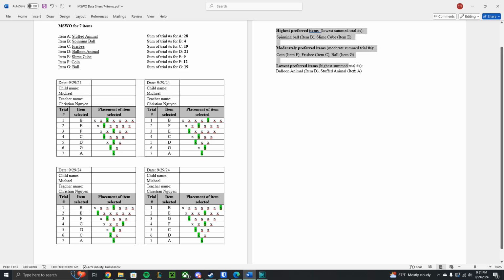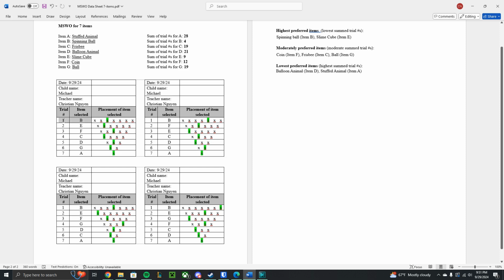Starting with this section over here, this section goes over the preference hierarchy for the items used. It was concluded that the spinning ball, which is item B, and the slime cube, which is item E, were the highest preferred items during the assessment. And in order to come to this conclusion, we can take a look at calculating the item's preference values.